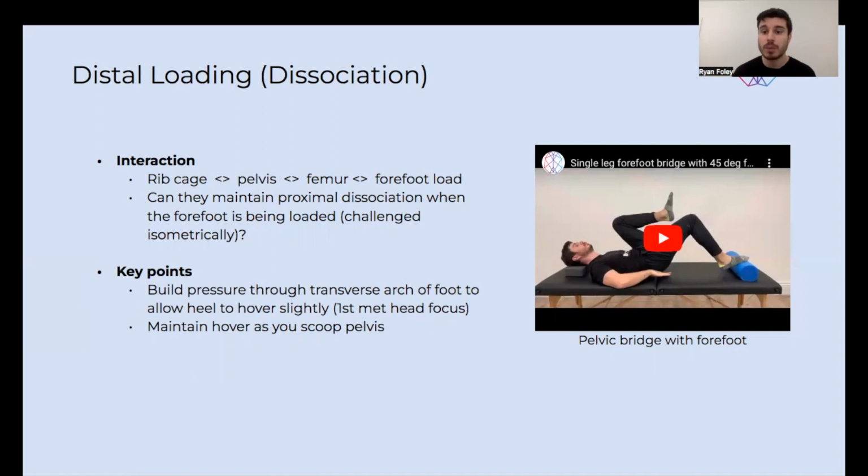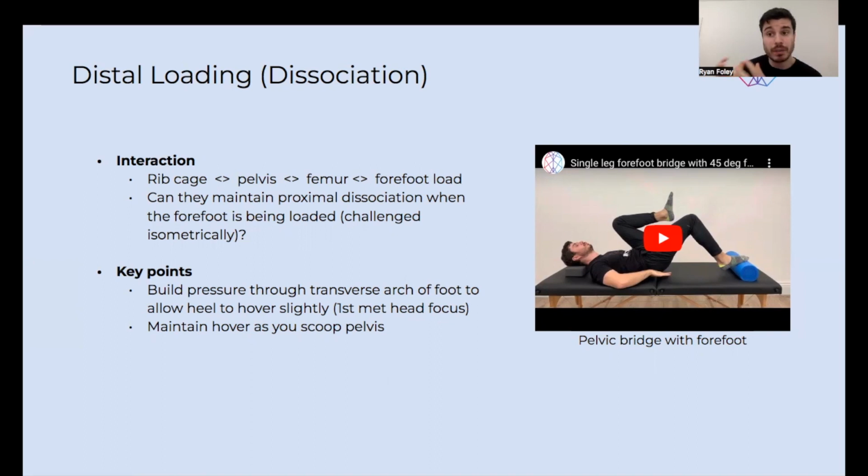But what we can do now is we can start to challenge the distal tissues, so incorporating more distal loading while we hold on to that proximal dissociation. So still working with the rib cage, pelvis, femur, but now we're shifting more load from the heel into the forefoot. So can they maintain that proximal dissociation when the forefoot is being loaded? So now we're adding an extra segmental behavior via plantar flexion of the ankle.